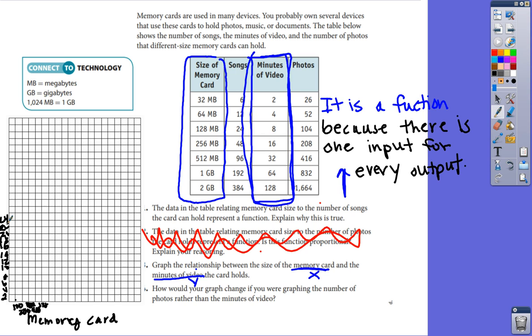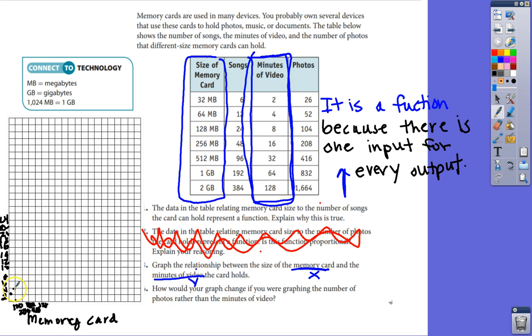Now I'm going to actually graph that. So my first is 32 gigabytes. That's going to be between my 0 and 100 here. And I'm going to go up to 2. So I'm going to put a dot about right there. All right, my next pair is 64 and 4. So I'm going to go still in this little thing here. And I'm going to go a little bit close to 100, and then I'm going to go up to 4.